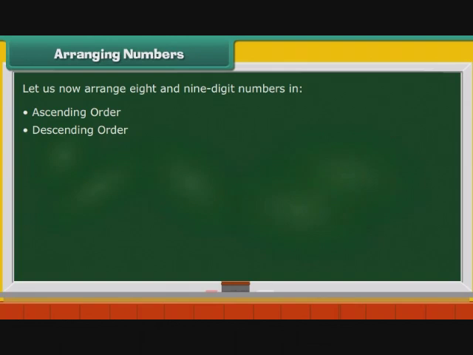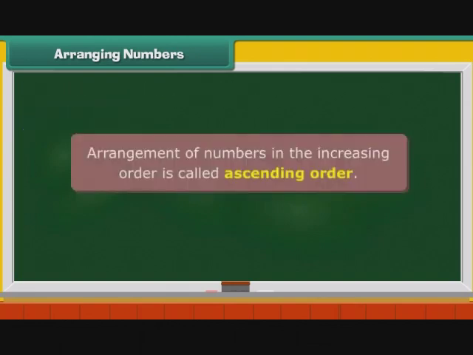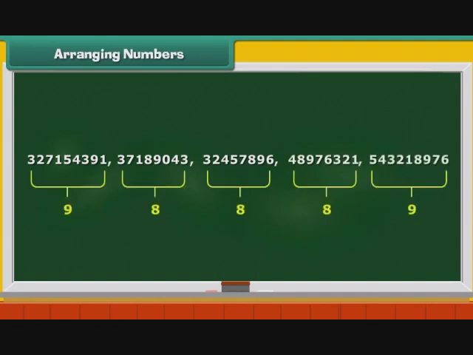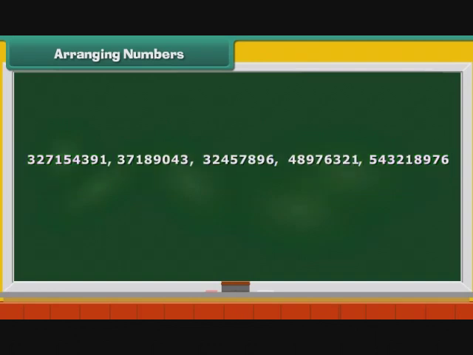Arranging numbers. Let us now arrange 8 and 9-digit numbers in ascending order and descending order. Let us now arrange numbers in ascending order. Arrangement of numbers in the increasing order is called ascending order. Consider these numbers. Count the digits in each number. The first and the last have 9 digits. The rest have 8 digits. Since we are arranging the numbers in ascending order, 8-digit numbers will come first, followed by 9-digit numbers.